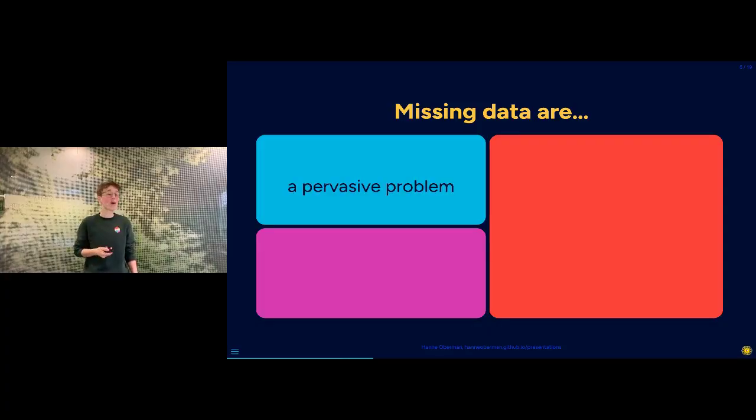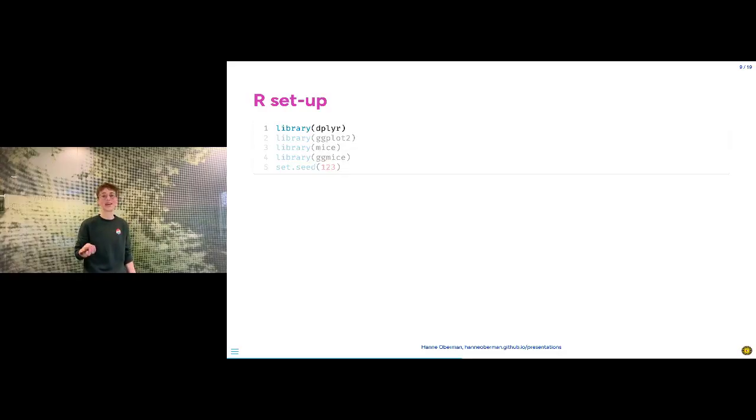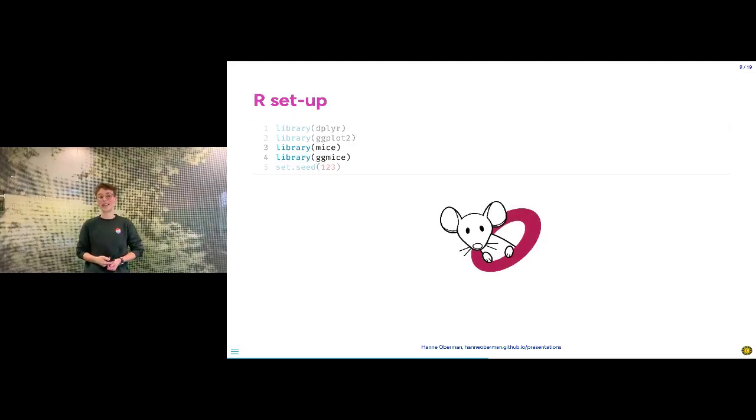Unfortunately, missing data are quite a pervasive problem, but I'm here today to convince you that they are visualizable, analyzable, and sometimes even informative. And of course, we'll be using R for that. Data wrangling with dplyr, visualization with ggplot2, and then the combination of the missing data packages mice and ggmice. Mice is for the imputation or filling in of missing values. And ggmice is a wrapper around ggplot2, but it does show missing values.